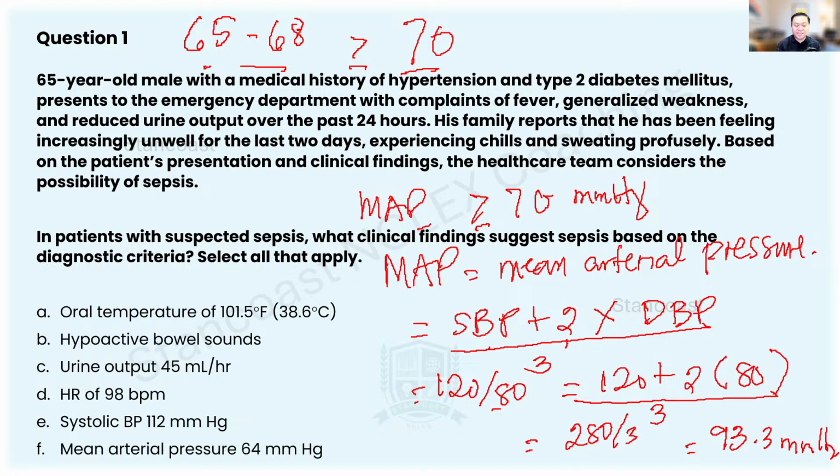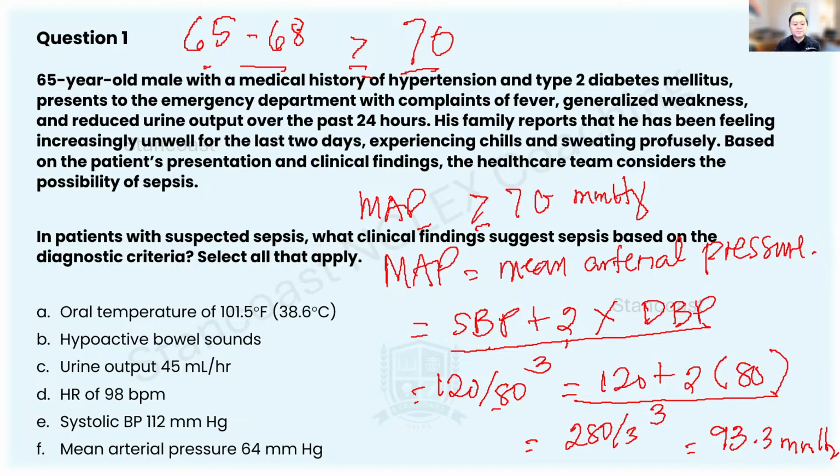Like I've said, the reference value of the MAP may vary slightly from one facility to the next. But again, the normally accepted value should be greater than or equal to 70. That is based on evidence-based practice. I hope that you understood the explanation.